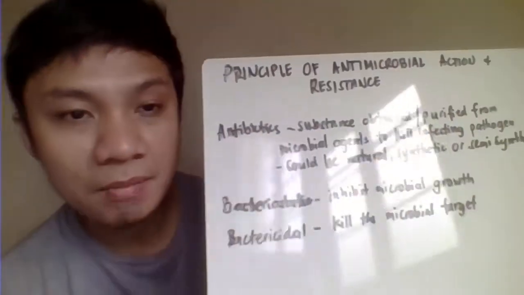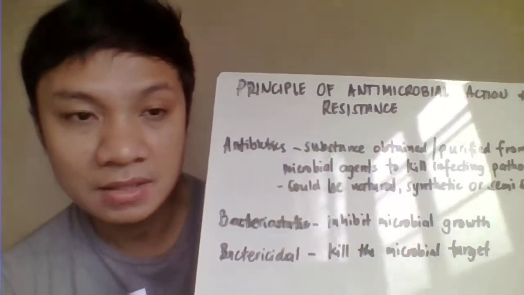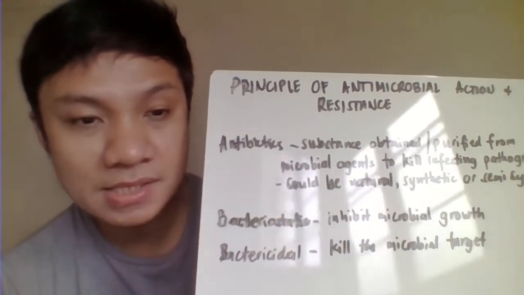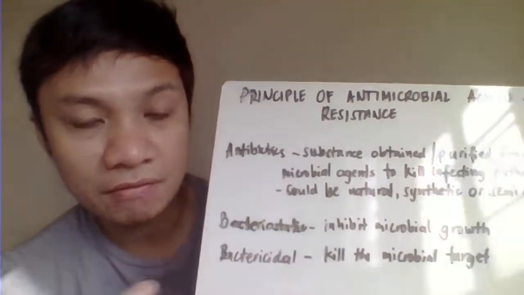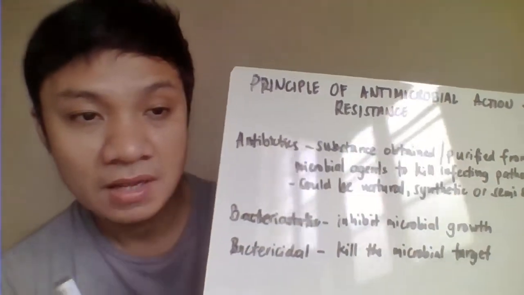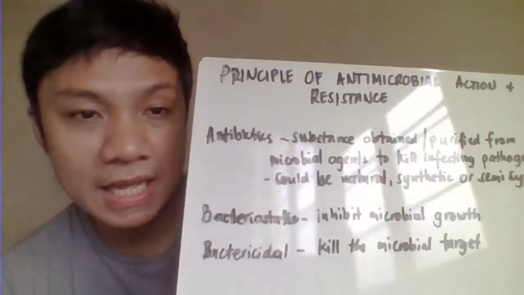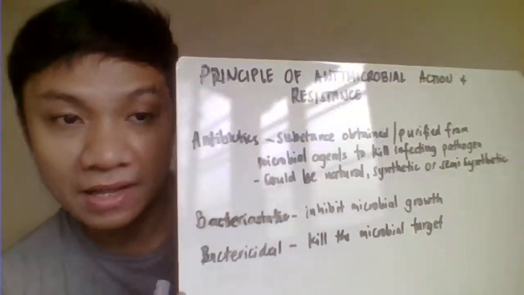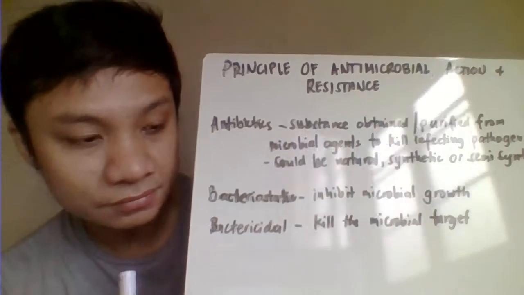Okay, so we have the term antibiotics. Antibiotics here are substances that have been obtained and purified out of your antimicrobial agents. So they may come from your bacteria, or from fungi, or even from your plant extract that would kill your bacteria. Antibiotics are only effective against bacteria. It's not for viral infection.